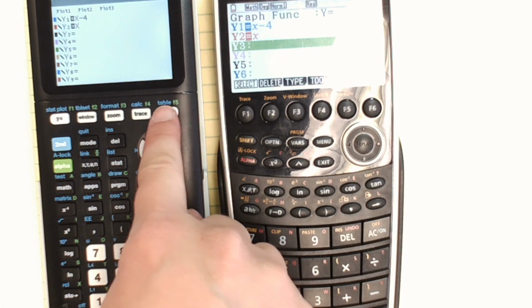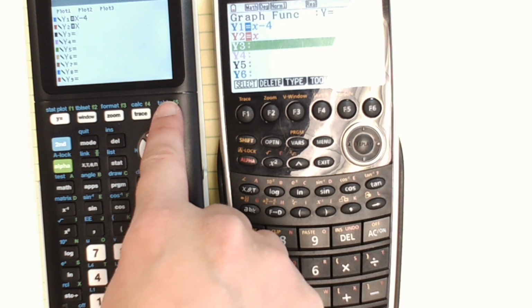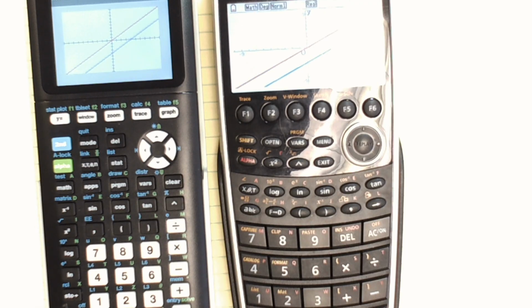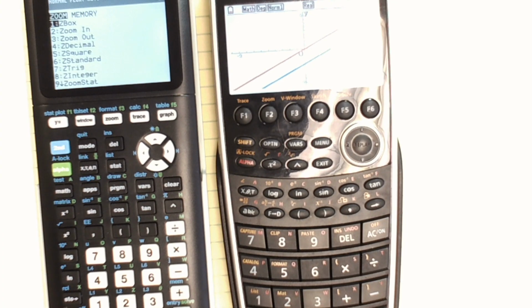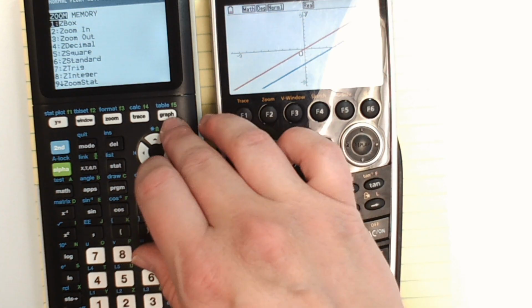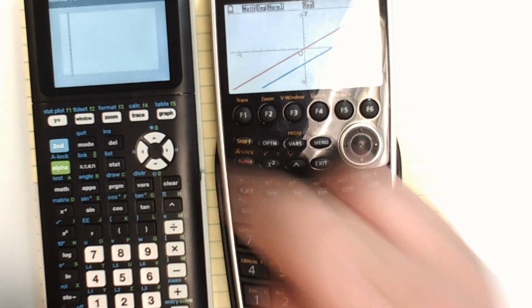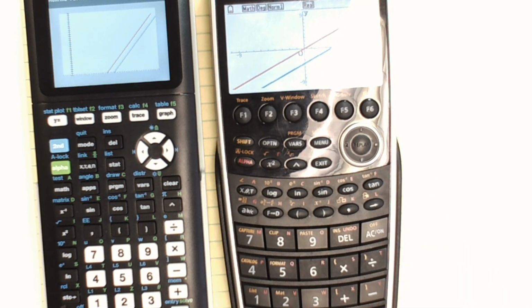From here, you can click graph, and it should, in theory, show you your graph. Note I said in theory. Does anyone have one that doesn't look like that? Sometimes what happens is your graph's window gets changed. And then all of a sudden you have something that doesn't even look remotely close to what we originally had, even though it's the same equation.